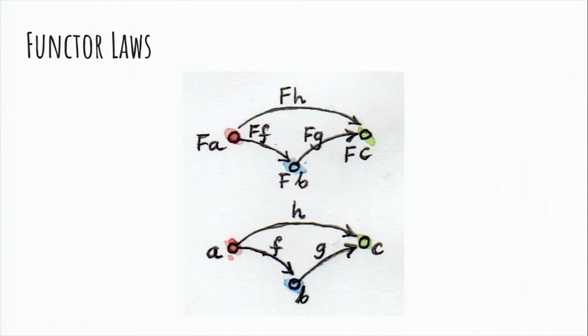Also, it says that a category is only valid if you can compose the arrows. So if you have an arrow f from A to B and a g from B to C, you must have a function from A to C. Which means that if you map it to another category, there must still be the function that maps from FA to FC.